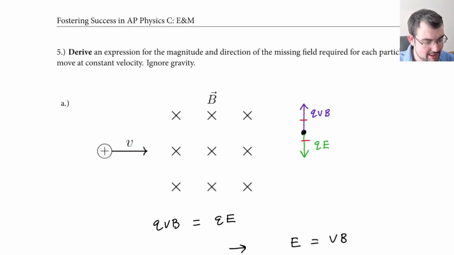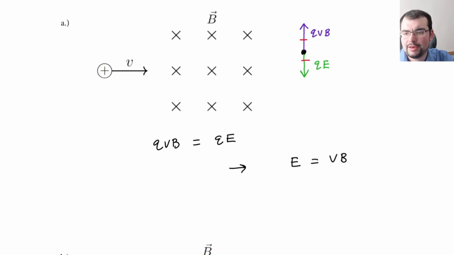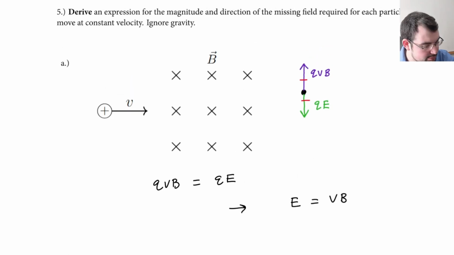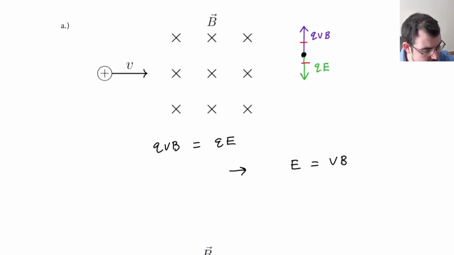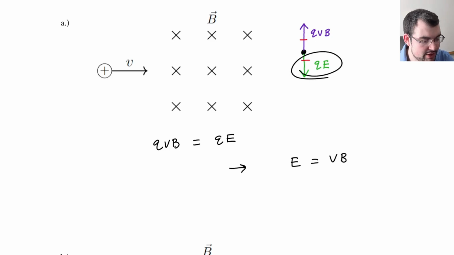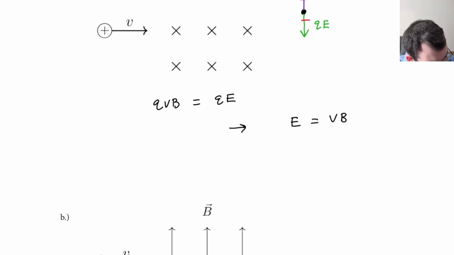But we also want the direction. And we know that positive charges experience a force with the E field. So I can say that the electric force direction matches the electric field direction. So this would be VB down.